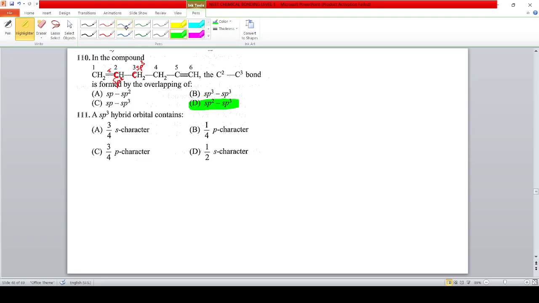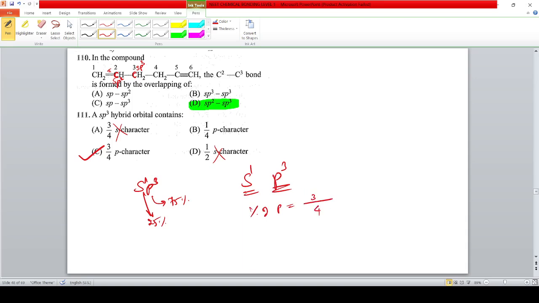111. In sp3 orbital, in total there are 1 plus 3, 4 orbitals. So 75% is p character and 25% is s character. So this is wrong, this is wrong. Option C is correct. So for 111, option C is correct. See here, 3 times p character and 1 time s character. So the percentage of p is 3 divided by total 3 plus 1, which is 4, into 100. So it is 75%, that is 3 by 4 percentage.